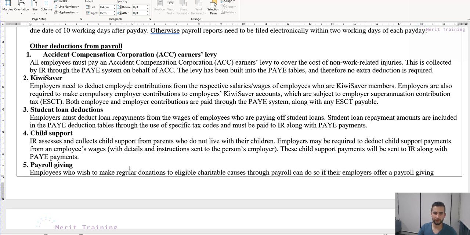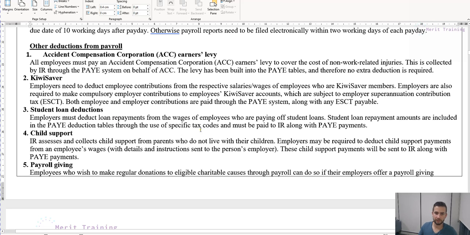So employers are also required to make compulsory employer contributions to employees' KiwiSaver accounts. So just to clarify, there's 2 components. There's the component that the employee contributes, and that's optional, and then there's the component that the employer contributes, and that is compulsory. So any KiwiSaver contributions by the employer are subject to contribution tax, which is called ESCT, or Employer Superannuation Contribution Tax. Both employee and employer contributions are paid through the PAYE system, along with any ESCT payable.